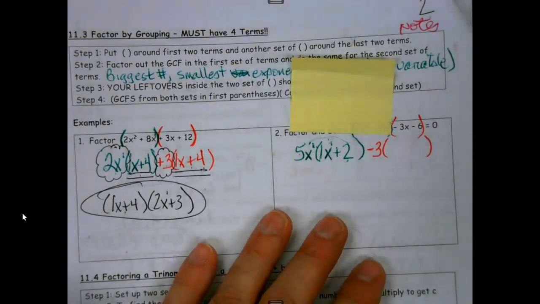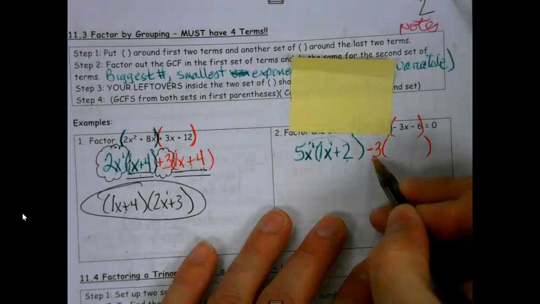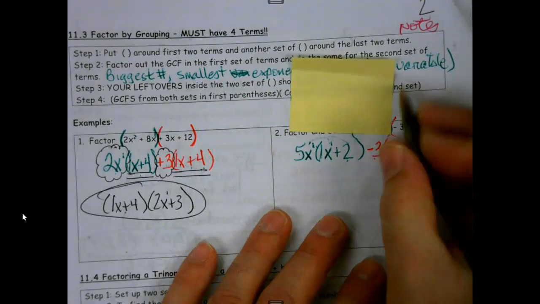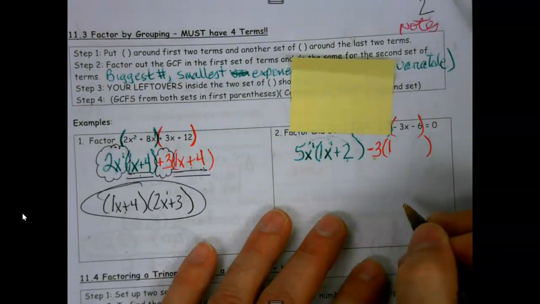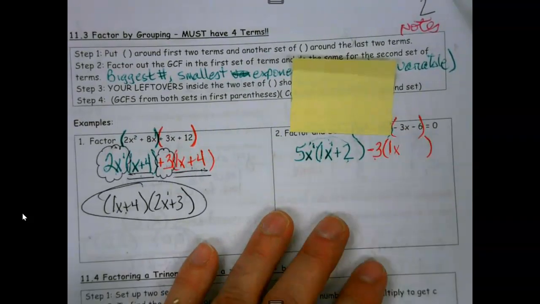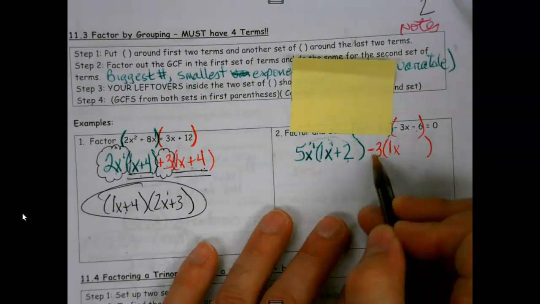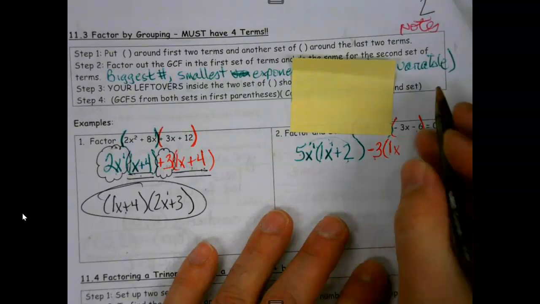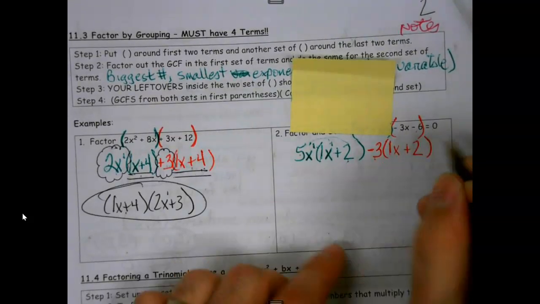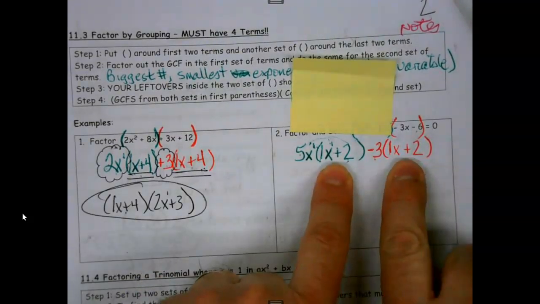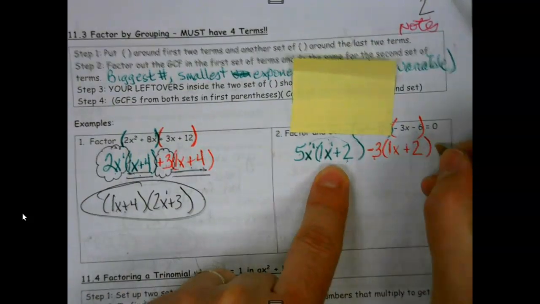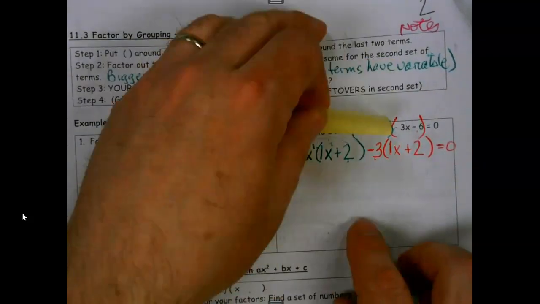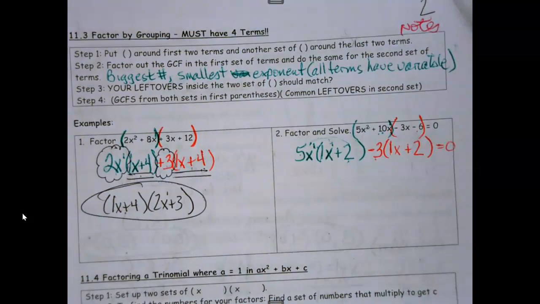So I look and I go, okay, negative 3 divided by negative 3, positive 1. X is still here. What's negative 6 divided by negative 3? Positive 2. Same thing.